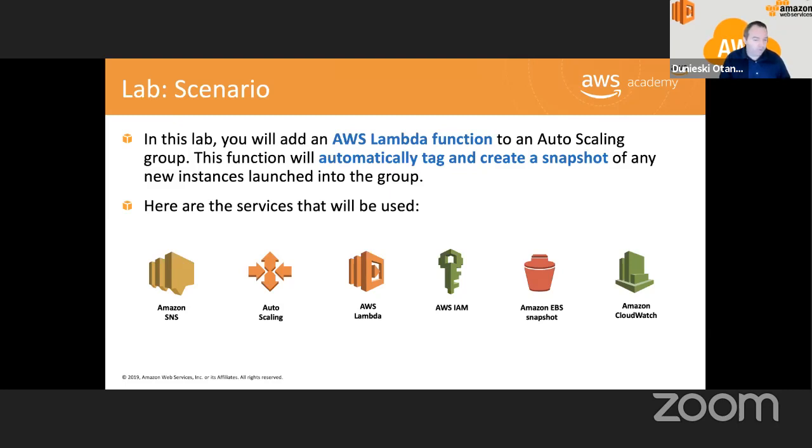Auto-scaling for scaling in or scaling out your EC2 instances. Lambda to take an action when it's triggered by an event. AWS IAM to create roles so that services can interact with each other. Amazon EBS snapshots, you're gonna create and store them in an S3 bucket. And then you have the heart of this architecture, Amazon CloudWatch, which is the one that's gonna orchestrate all things together, okay?